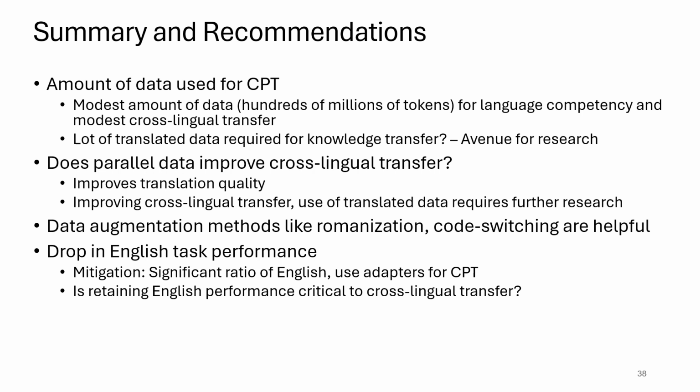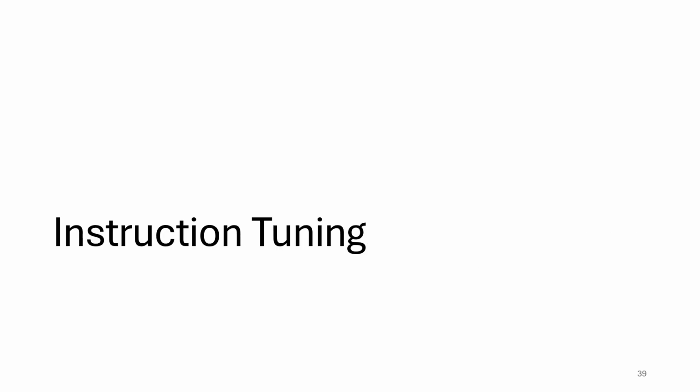What do we do about the drop in English performance? One mitigation is to have a significant ratio of English during pre-training. The other is to use adapters for CPT, but you will still take some hit on English performance. This depends on the language model, the number of languages involved, etc. The question now is, how important is it to retain English performance for effective cross-lingual transfer? I think that's an open question which probably needs better research and understanding.